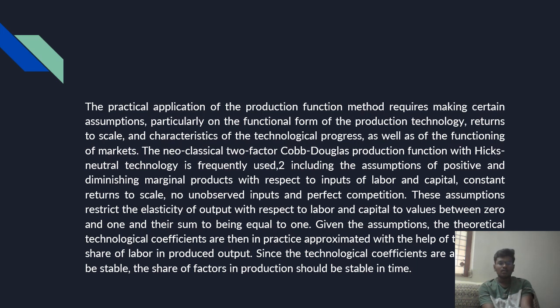The neoclassical two-factor Cobb-Douglas production function with Hicks-neutral technology is frequently used, including the assumption of positive and diminishing marginal products with respect to inputs of labor and capital, constant returns to scale, no unobserved inputs, and perfect competition. These assumptions restrict the elasticity of output with respect to labor and capital to values between 0 and 1 and their sum to being equal to 1.